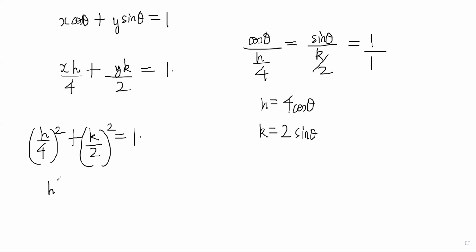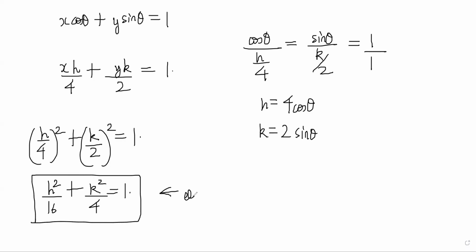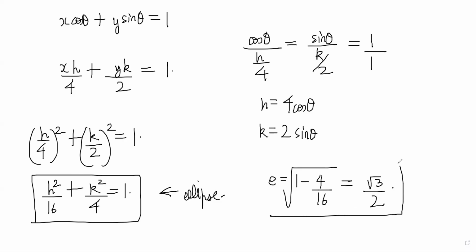So that is basically h square by 16 plus k square by 4 equals 1. And this is clearly an ellipse. The locus of h comma k is an ellipse. The eccentricity of the ellipse is root over 1 minus 4 by 16, which is going to be root 3 by 4, so root 3 by 2 is the eccentricity. So basically, two of the options are right. Option B and option C are right. It's an ellipse with eccentricity root 3 over 2. Right. Let's move on to the next problem.